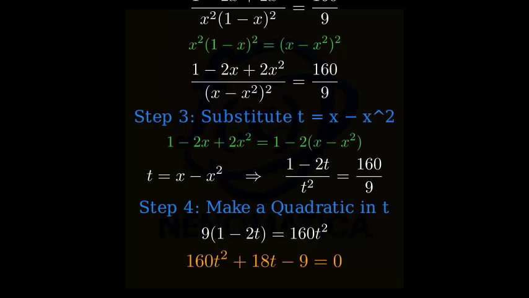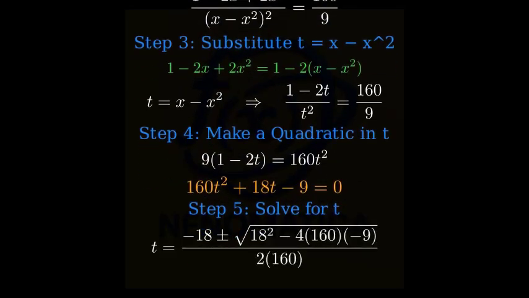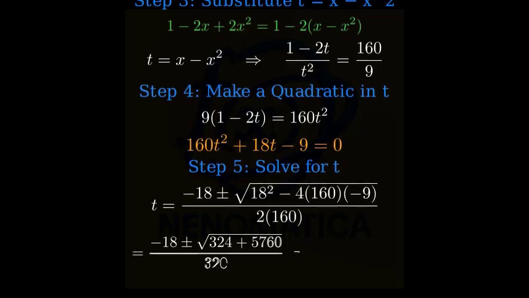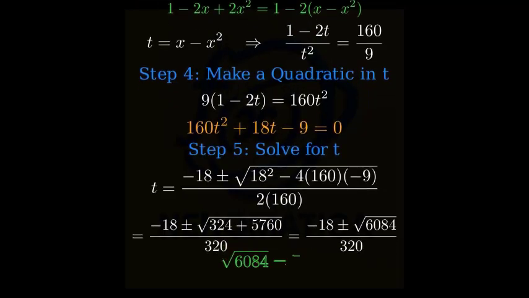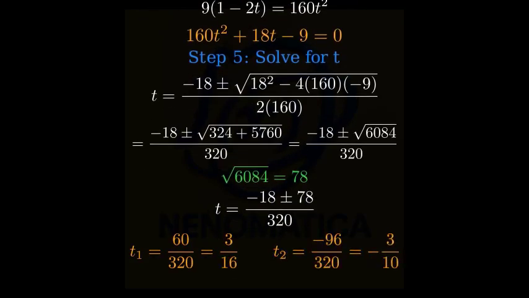Step 5. Solve the quadratic for t using the quadratic formula. t equals negative 18 plus or minus the square root of 18 squared minus 4 times 160 times negative 9, all over 2 times 160. That becomes negative 18 plus or minus the square root of 6084 over 320. The square root of 6084 is 78, so t equals (negative 18 plus or minus 78) over 320. Hence t1 equals 3/16, and t2 equals negative 3/10.